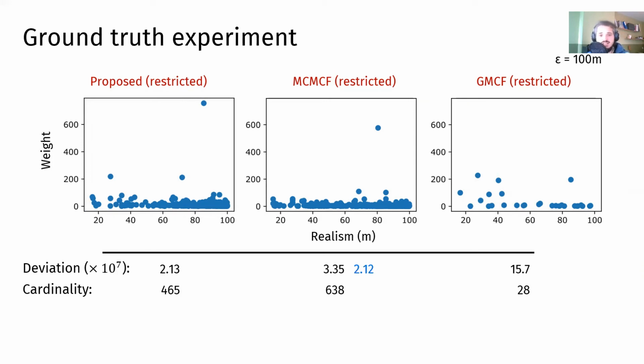What we do see is that if we recompute the coefficients, for instance, the multi-commodity min cost flow, then it gets a deviation of something similar to our proposed method. The only thing now is that this requires extra steps to actually get there. So it's way less efficient than our proposed method is.